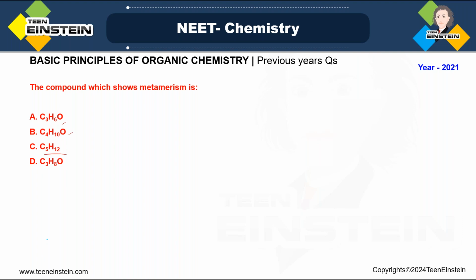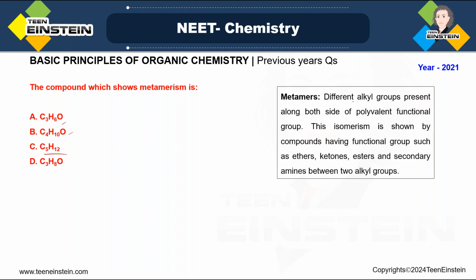Now, what is metamerism? It is a type of isomerism, obviously. It is observed when different alkyl groups are present along both sides of a polyvalent functional group. So it is not possible for a monofunctional monovalent functional group. That means if you want to apply it for the OH group, for the NO2 group, for the NH2 group, no, it is not possible. It is not polyvalent. A polyvalent group means something like carbonyl, or it may be a secondary amine, or it may be ether, where on both sides you will have some substituent.